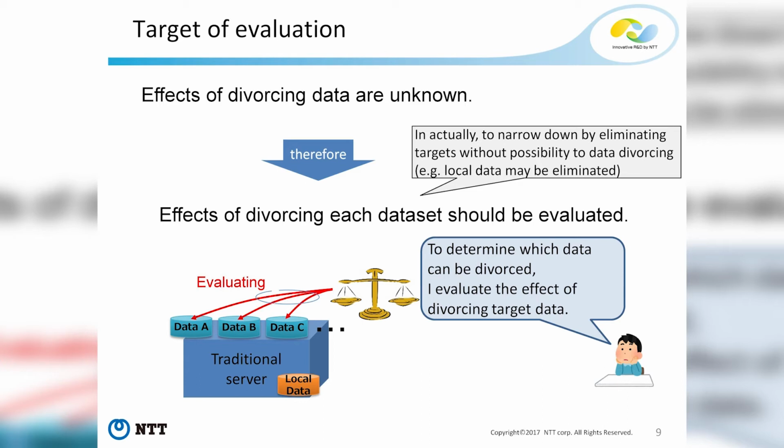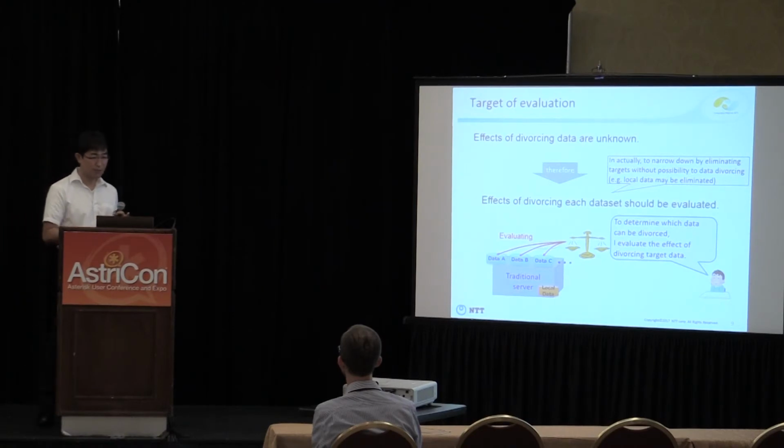In C programming, there are also local variables. But local variables should be in specific servers. So I think global variables are the target data. This case is where the developer doesn't know the software architecture very well. If the developer knows the software architecture very well, they can narrow down by eliminating target data.